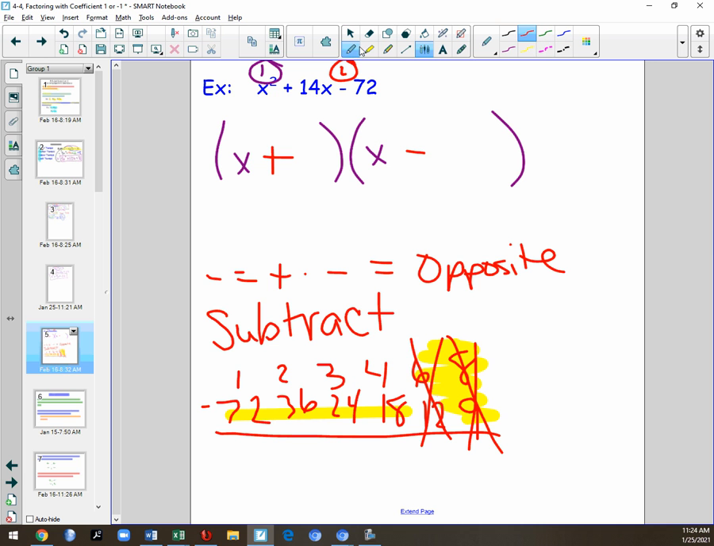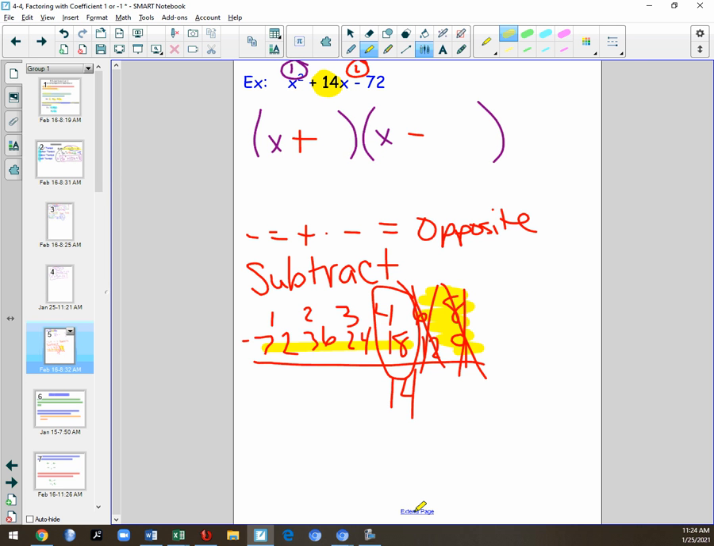So the very first numbers that are going to work are going to be 4 and 18, and that actually gives me 14. Now, I want you to think about this for a hot second. I need to have a positive 14. So which one of these numbers out of my 4 and 18 are going to give me a positive 14? That means the 18 is positive and the 4 is going to be negative.